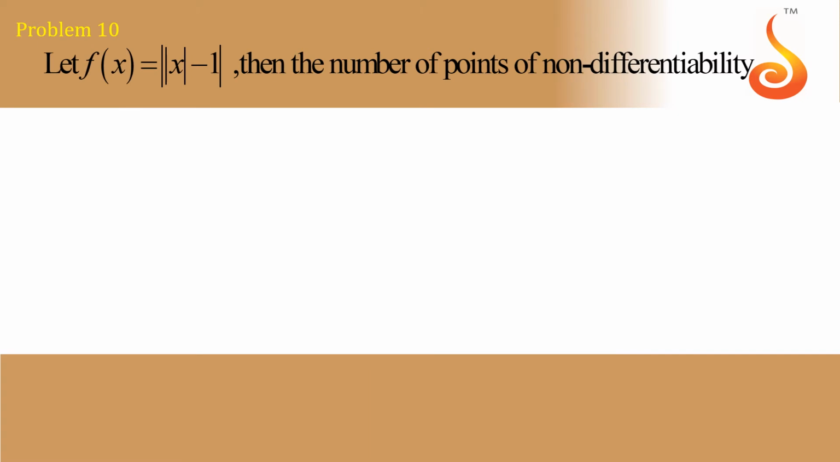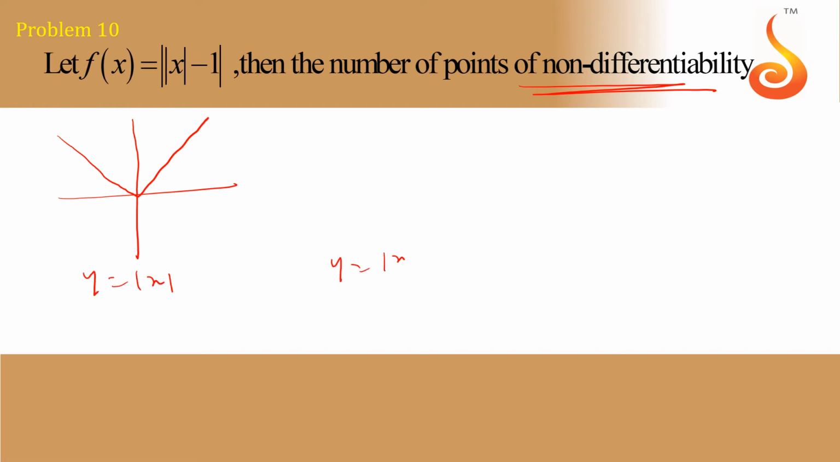Next problem. Let f of x equal to mod of mod x minus 1. Then the number of points of non-differentiability. You know that a function is not differentiable at a point where it is discontinuous or where it is continuous but it has a sharp corner. So suppose if I draw the graph of mod x, you know that the mod x graph will be like this, y equal to mod x.